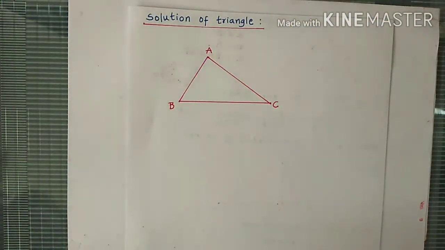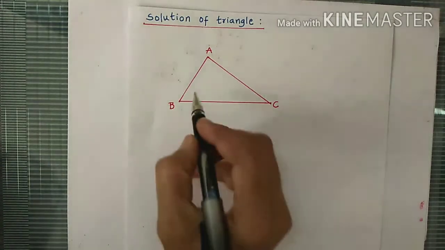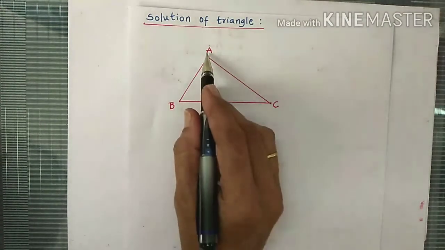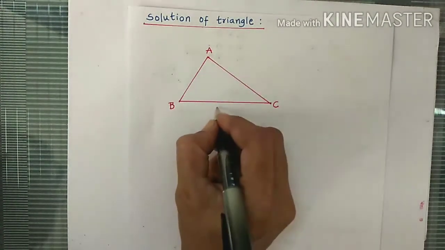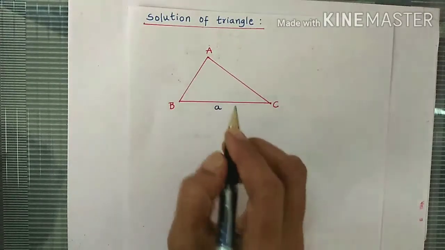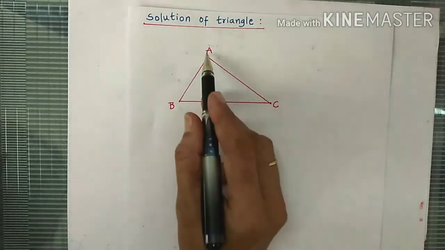Now let's study sine rule. But before that, let's see what is solution of a triangle. So consider triangle ABC. First, let's see the convention used here. A triangle ABC is given here. So side BC lies opposite to angle A, so it is denoted by small letter a. So side BC is opposite to angle A.